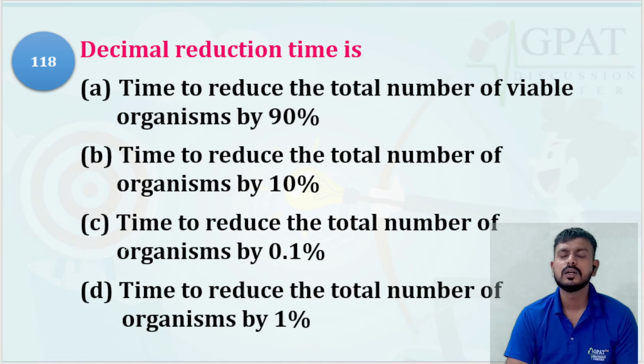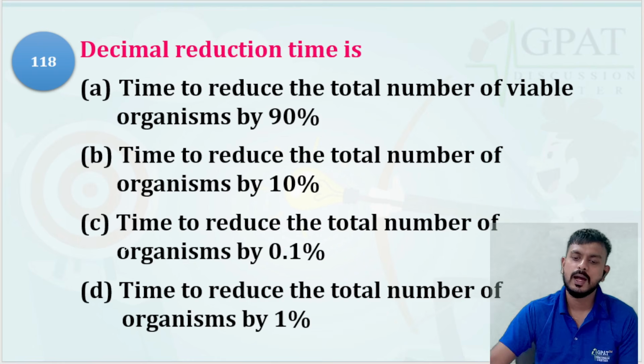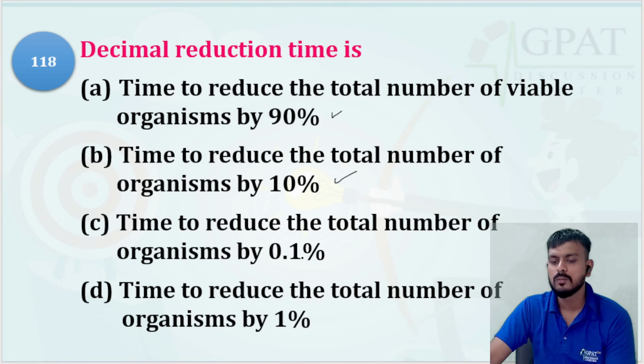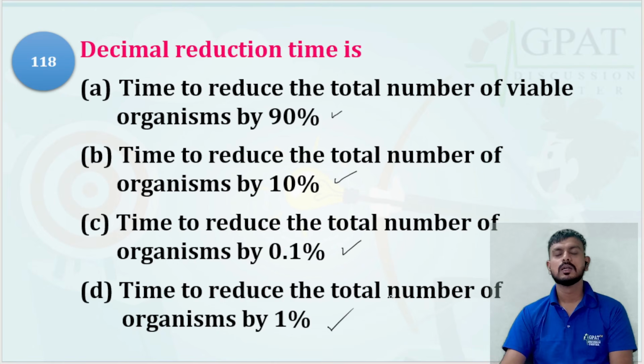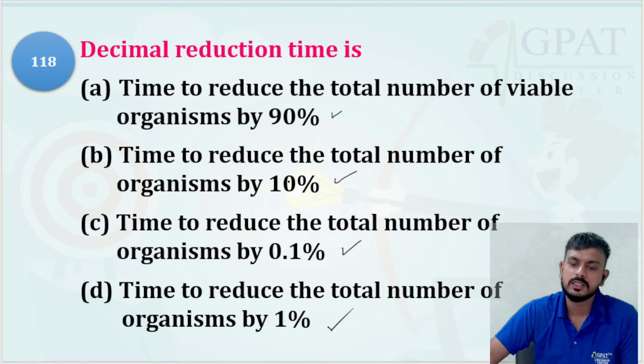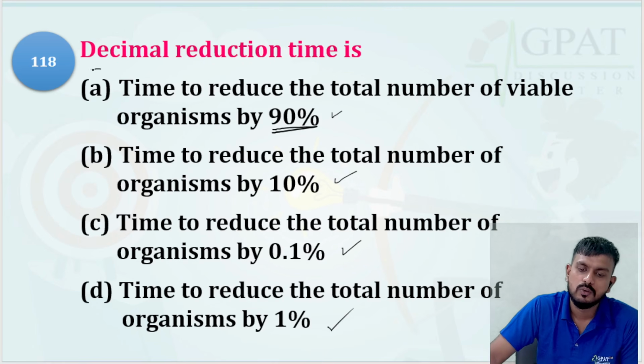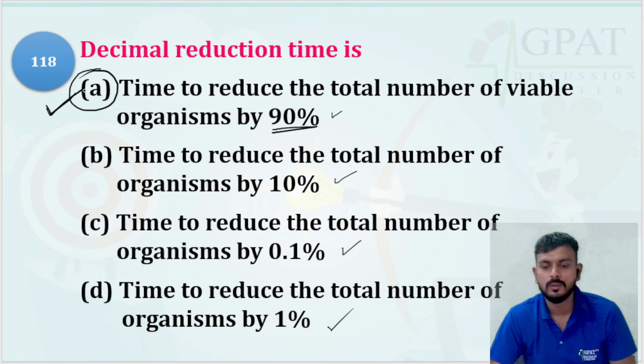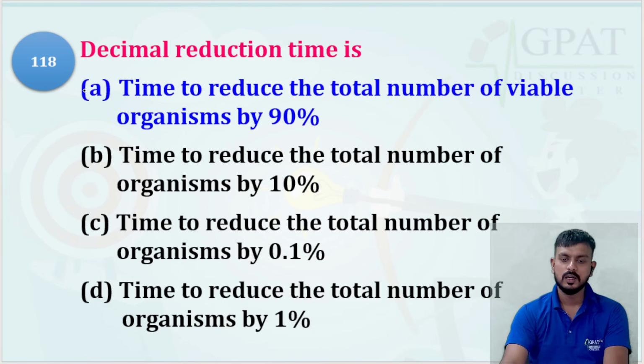Next question. Decimal reduction time. What is decimal reduction time? Time to reduce the total number of viable organisms by 90%, by 10%, by 0.1%, or by 1%. Decimal reduction time is the time to reduce the total number of microorganisms by 90%. If it is reduced by 90%, we call it decimal reduction time. Option A is the correct answer.